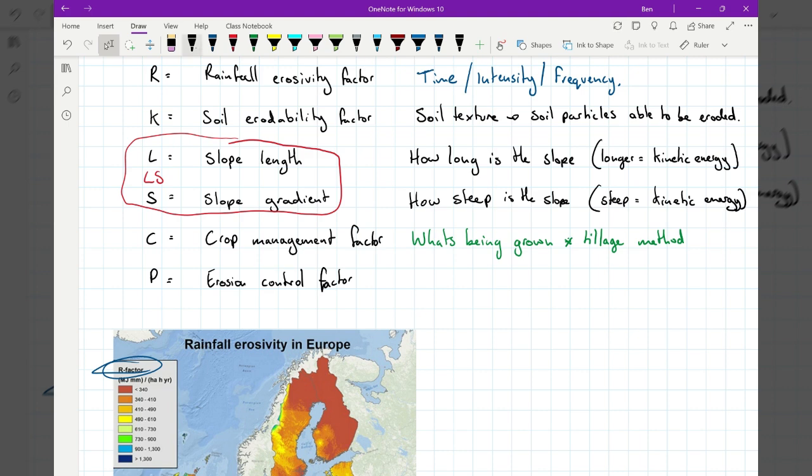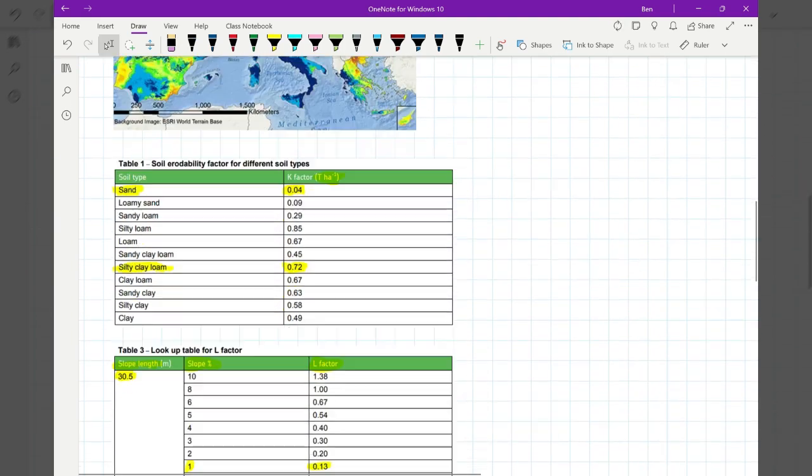And then the last one is our erosion control factor. So this is what specific methods we are using to try and control the impact of things like ploughing. It can be written as a support practice, so the type of ploughing. And we can look that up again in a table.